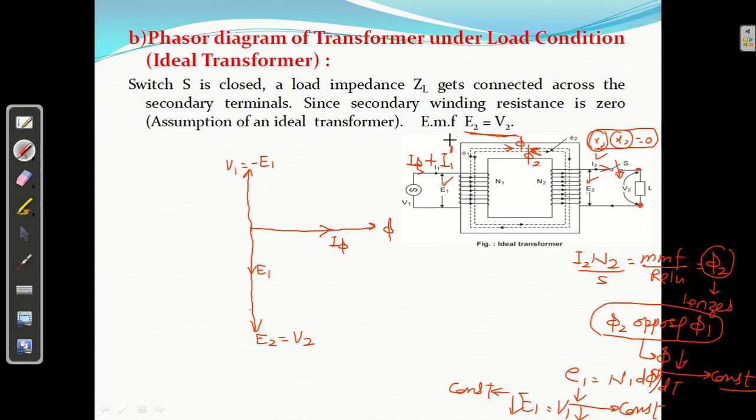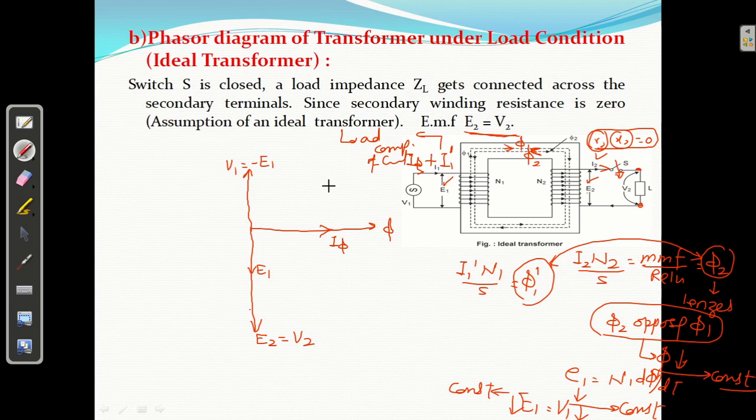What do you call I1 dash? Load component of current. It is called the load component of current. So when I1 dash flows, I1 dash links with N1 dash, N1 upon reluctance equal to, it will draw more flux, say phi1 dash. And this phi1 dash will neutralize the effect of phi2. So it will not decrease the main flux.